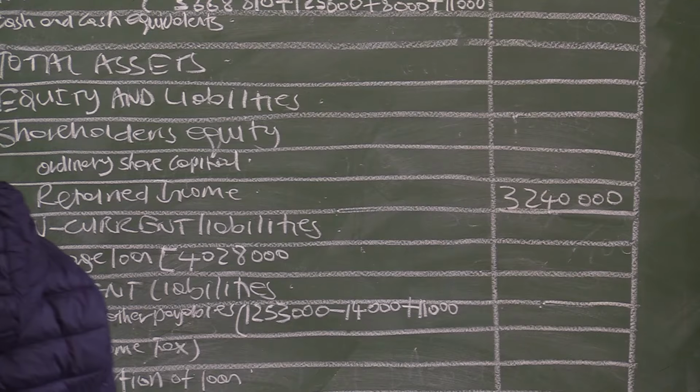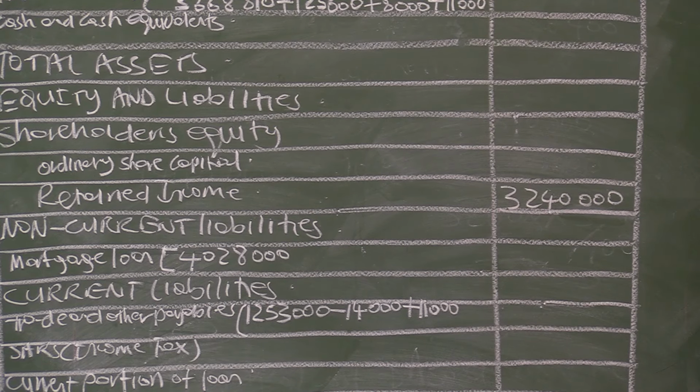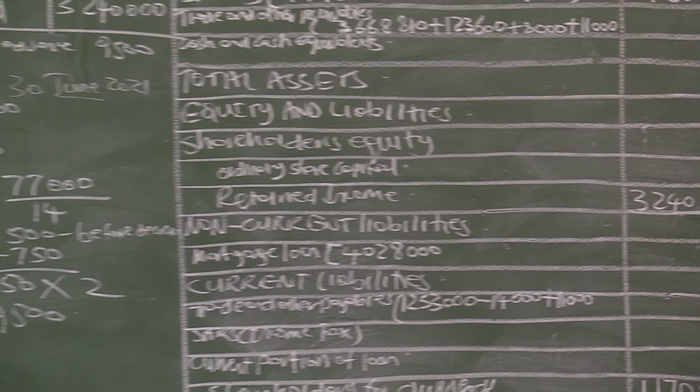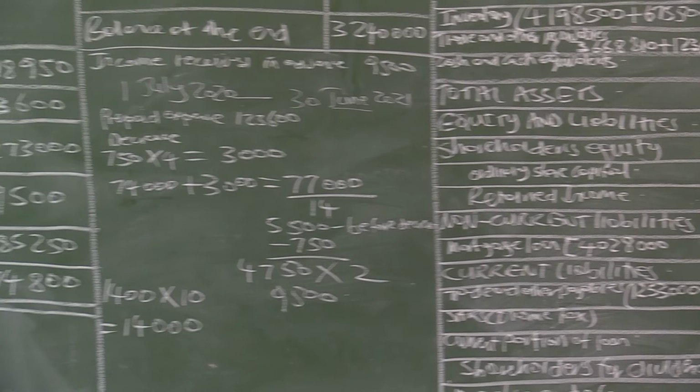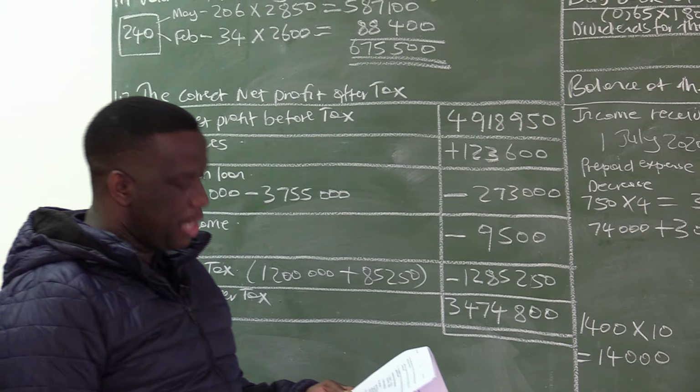Our loan balance is 4,028,000. That is the balance that includes interest, because the balance given in information A, which is 3,755,000, is without interest. So the balance that includes interest on 30 June 2021 is 4,028,000.